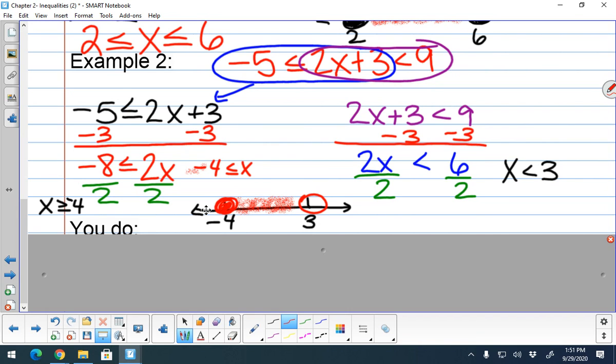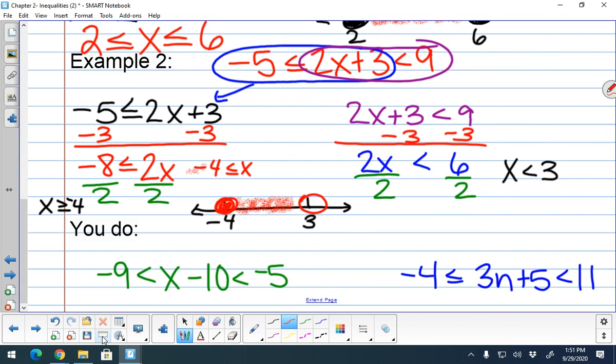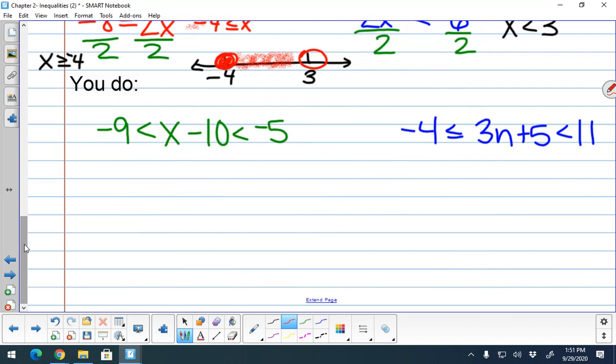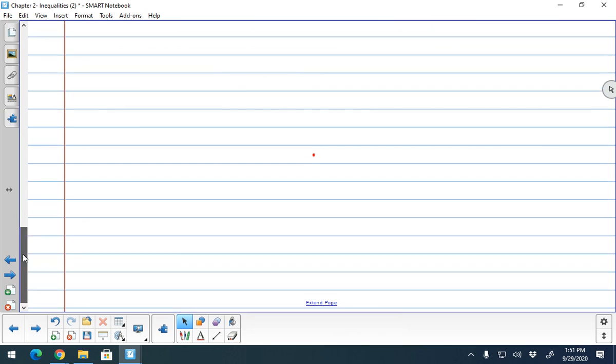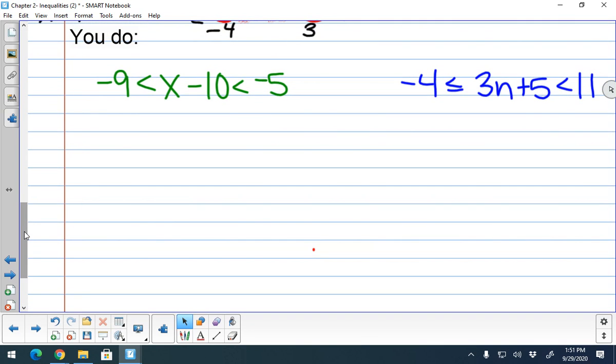All right, what questions do you have? All right, I'm going to let you handle these two on your own then. Remember, in the classroom, we stand when you're done. So we have negative 9 is less than x minus 10, which is less than negative 5. And we have negative 4 is less than or equal to 3n plus 5, which is less than 7, or less than 11. So again, stand once you have your answer.